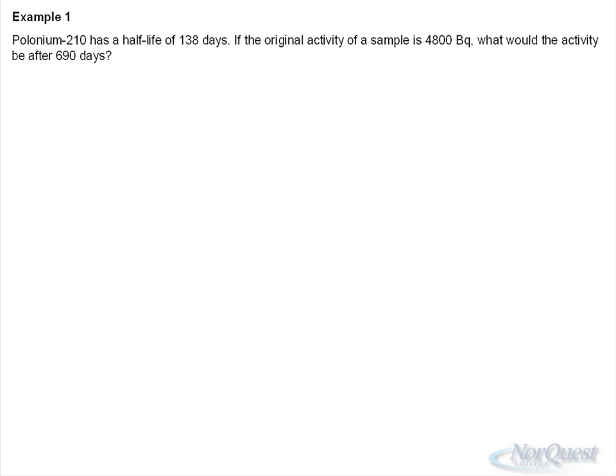So example 1: polonium-210 has a half-life of 138 days. So that's the first thing I'm going to jot down, my half-life time, 138 days. If the original activity, so that's my initial amount, is 4,800 becquerels, what would be the activity? So what they want is to find out the final activity after 690 days. So you can start with the half-life formula.